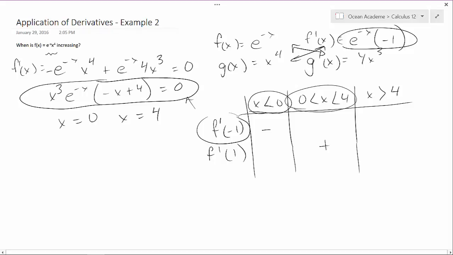And lastly, we need to choose a number that is greater than 4. So let's choose 5. Plugging that into our derivative, we get a negative value.